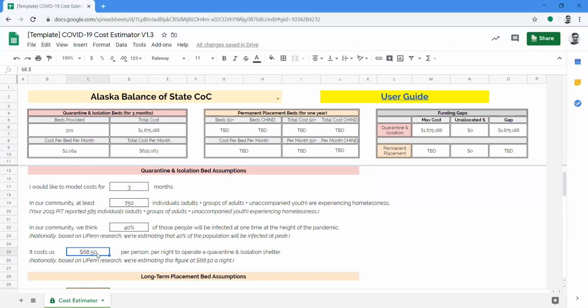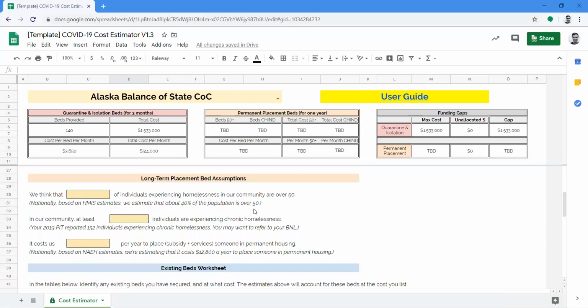You may know that in your community, that figure is going to be higher, including staff, including food, including all sorts of other things. So you may estimate, for example, 120 per person per night, and the costs immediately update. You might also say that, we don't actually believe that 40% is the right number, adjust down to 20%. You might say that this figure can be revised, and you'll see all the numbers update accordingly. So that's how we estimate quarantine and isolation beds.